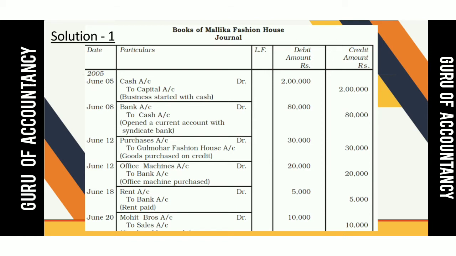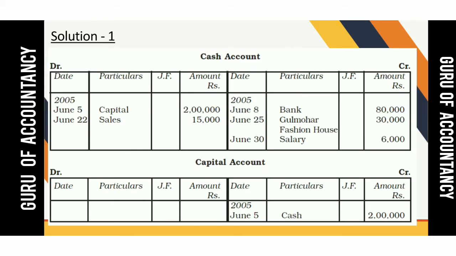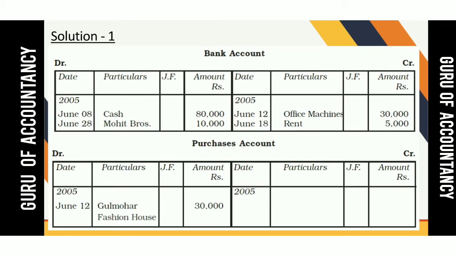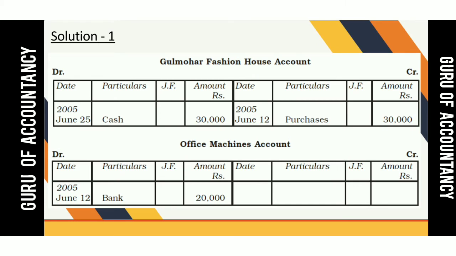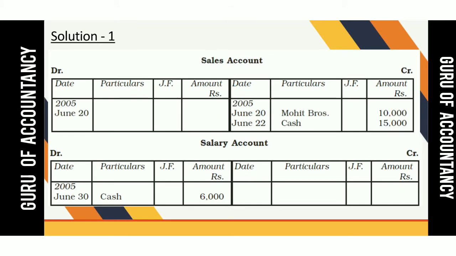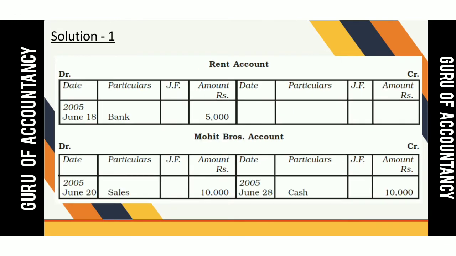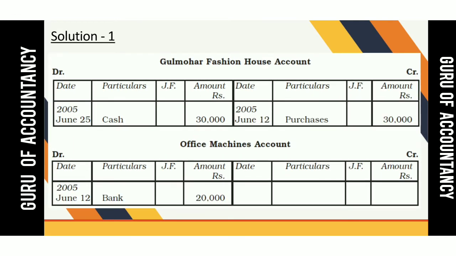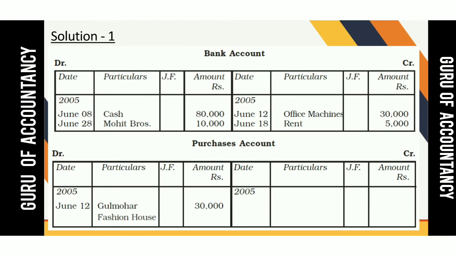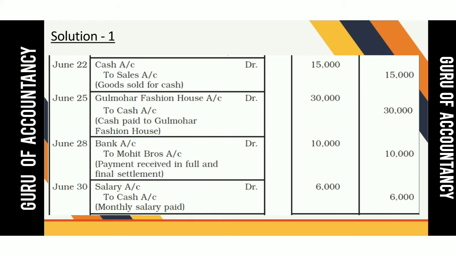Journal you already know. Now, based on this journal, we will prepare the ledger. In the ledger we will open different accounts like cash account, capital account, bank account, purchase account, Gulmohar Fashion House account, office machine account, rent account, Mohit Brothers account, sales account, salary account, etc. After preparing different accounts based on the journal, you have to do posting. I will explain a few transactions to show how to do posting.